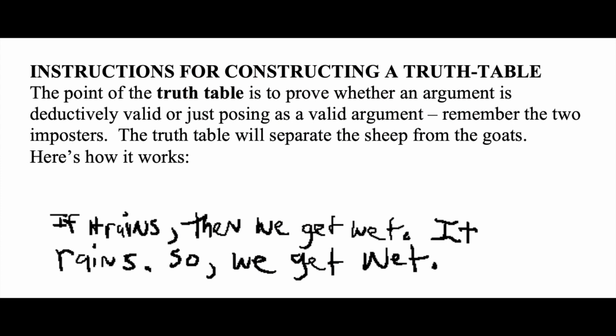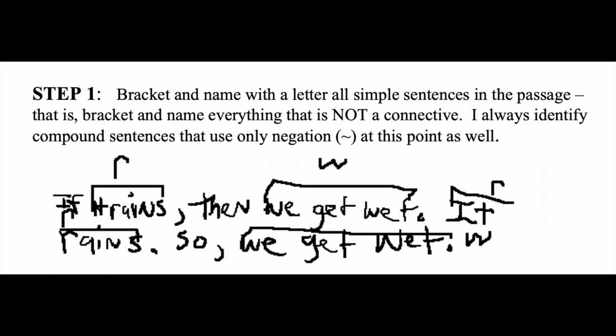Here's how it works. Let's take this argument. If it rains, then we get wet. It rains, so we get wet. Step 1. Bracket and name with a letter all simple sentences in the passage. That is, bracket and name everything that is not a connective. I always identify compound sentences that use only negation at this point as well.